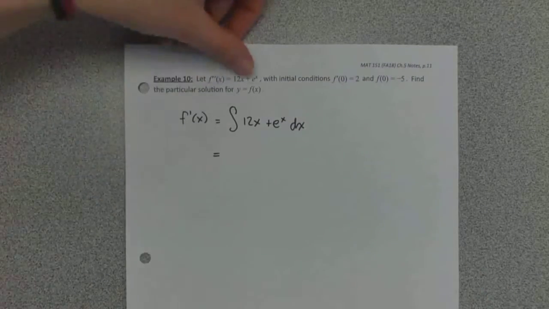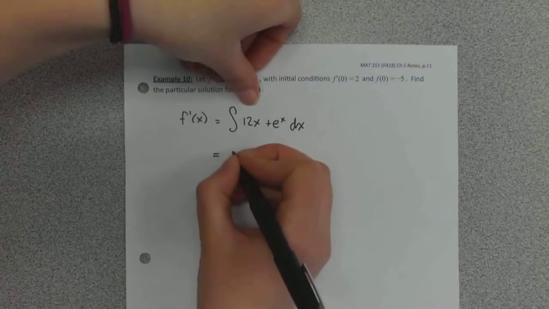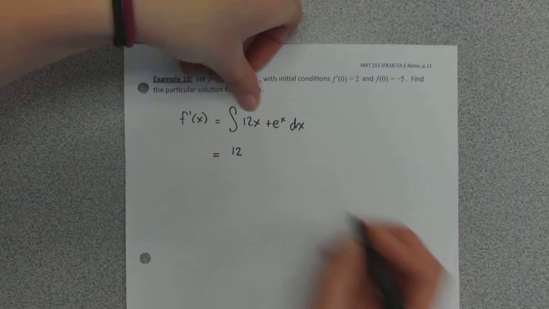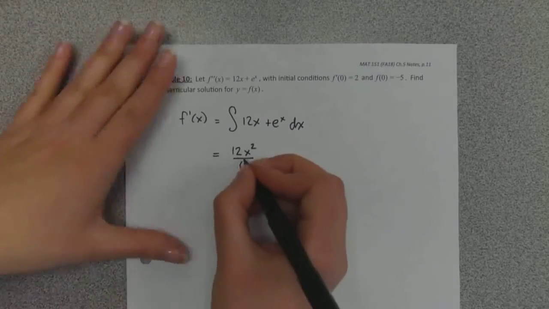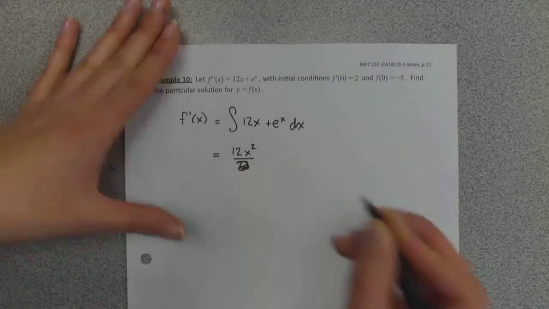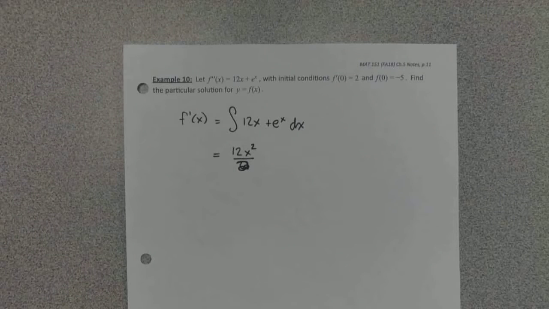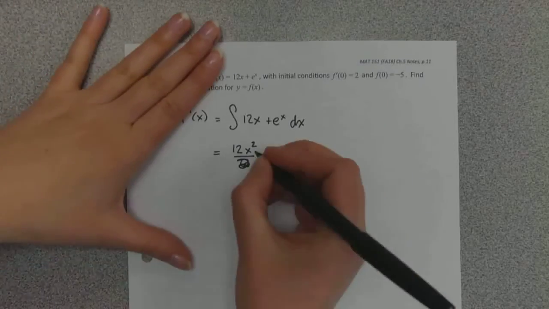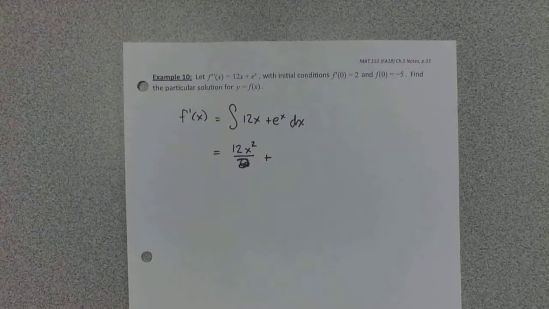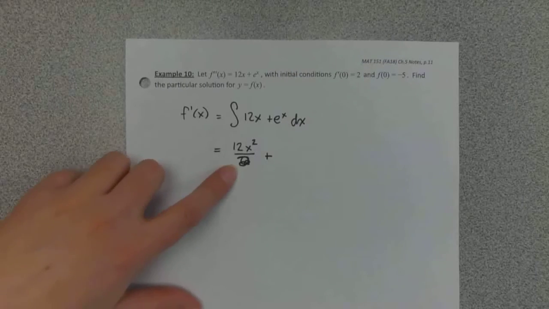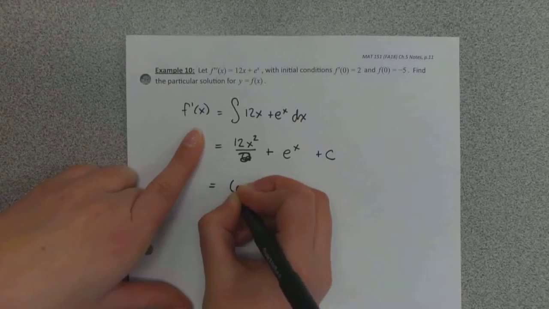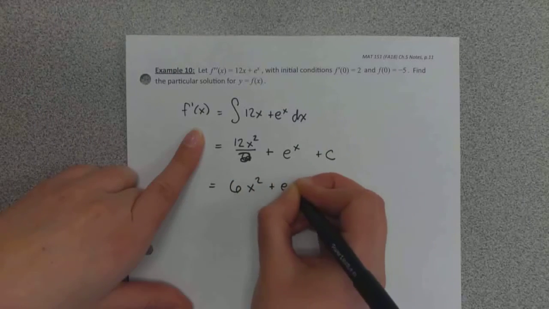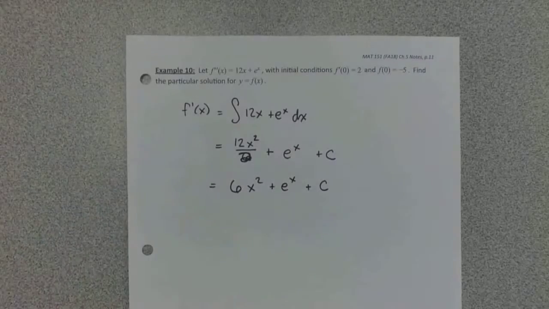Okay, so the antiderivative of 12x, just for extra clarity, I'm going to write the 12x squared divided by 2, or 6x squared, right? Divided by 2 because you add 1 to the power, divide with the new power. So 12 divided by 2 will be 6. Plus e to the x plus c. Now I'm going to write my 6. Should have just written it in the first place and I wouldn't have had that messy spot there. Okay.